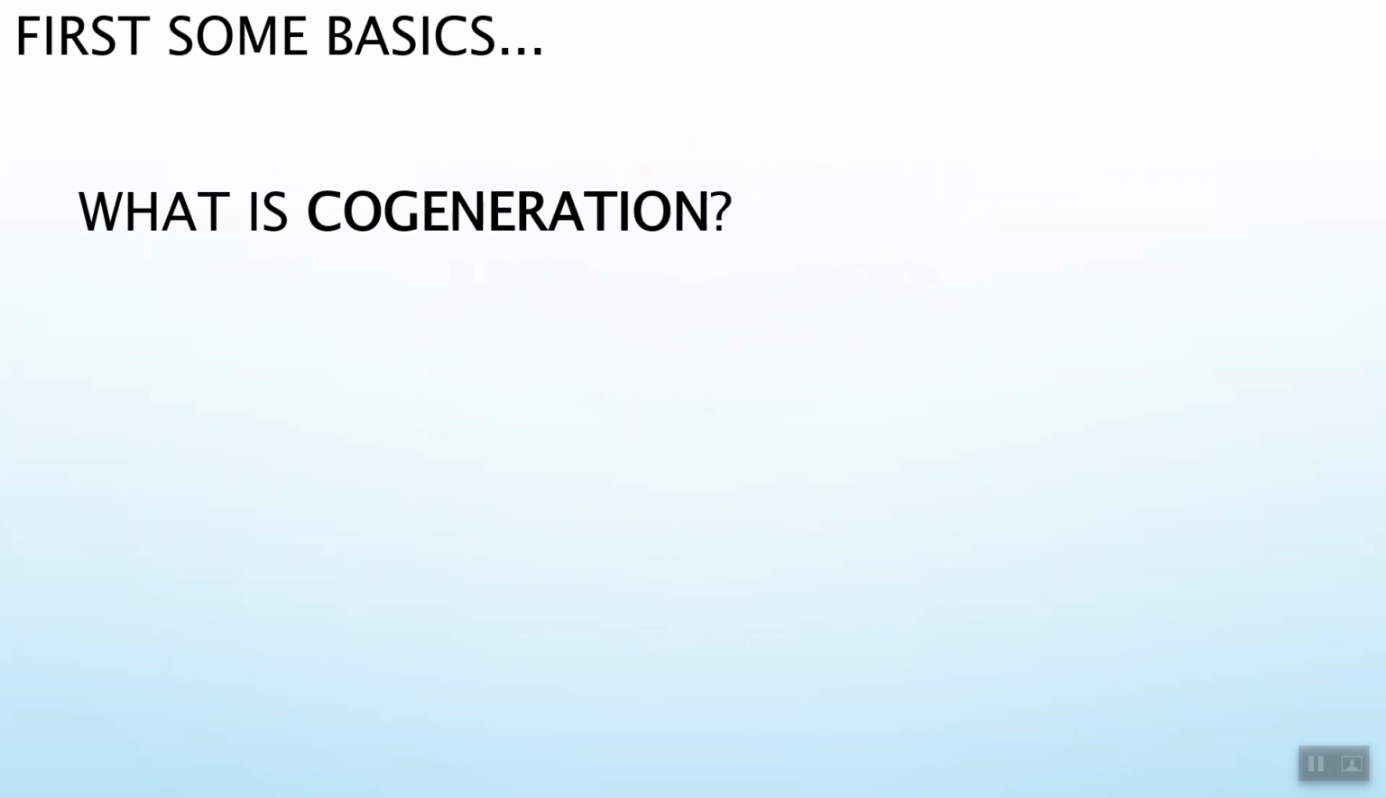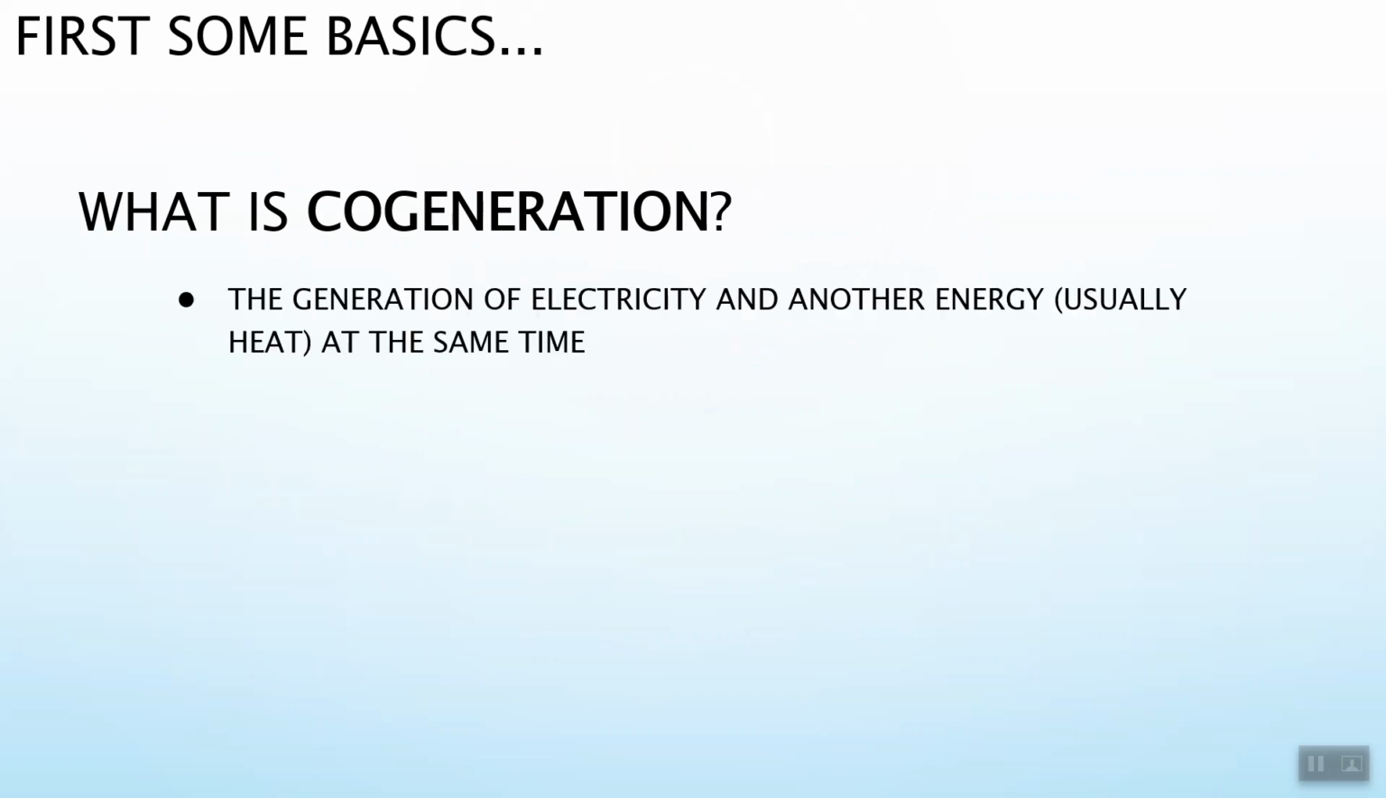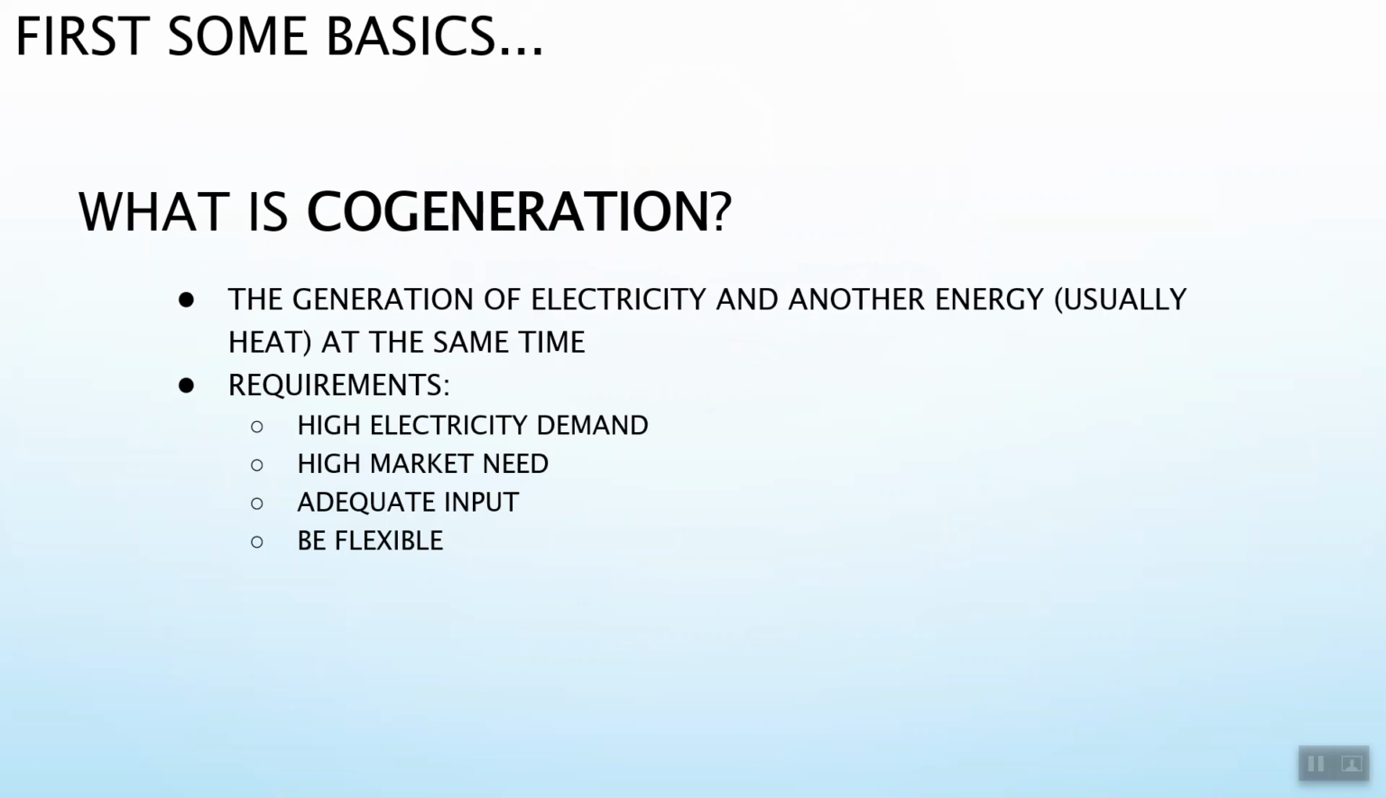The next important concept is cogeneration. This is when electricity is generated alongside another type of energy or service, such as heat. There are some requirements for a cogeneration technology to be viable. There must be a demand for the electricity and the other service produced. The technology consuming the energy must have adequate input and should be flexible enough to increase or decrease production on demand.